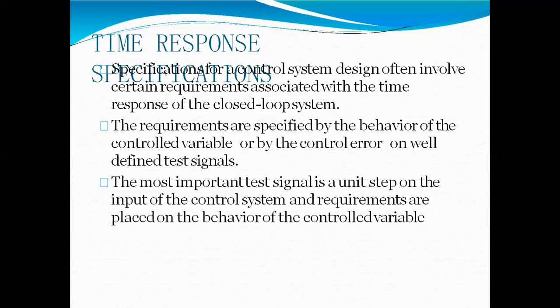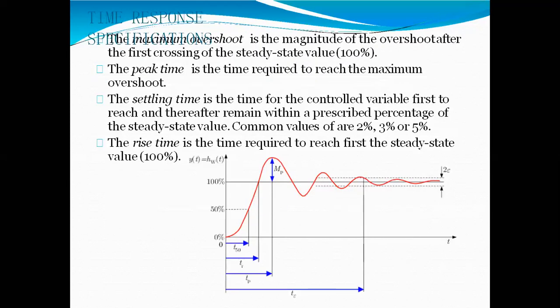And the last point says most of the important test signals is a unit step, because we have 5 signals. So out of 5 signals, most of the test signals are not telling the actual signal, they are telling the test signal. So most of the time the test signals are basically the unit step signal of the control system, and the requirements are placed on the behavior of the control variable.